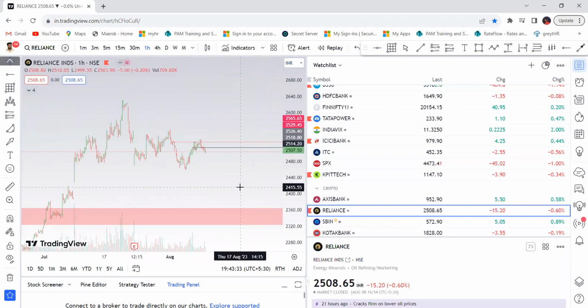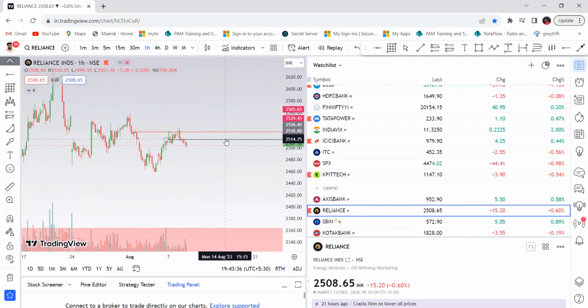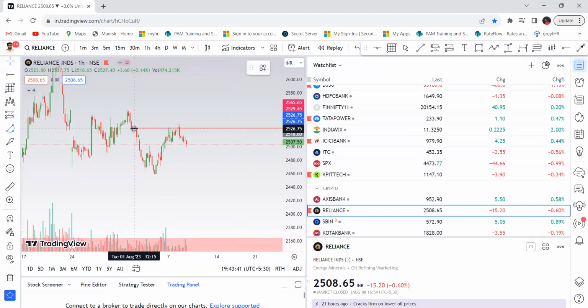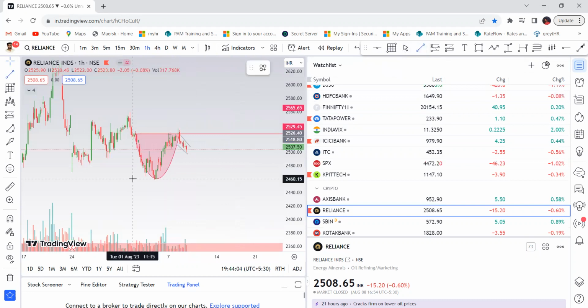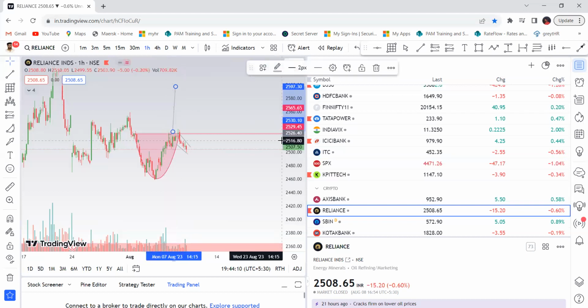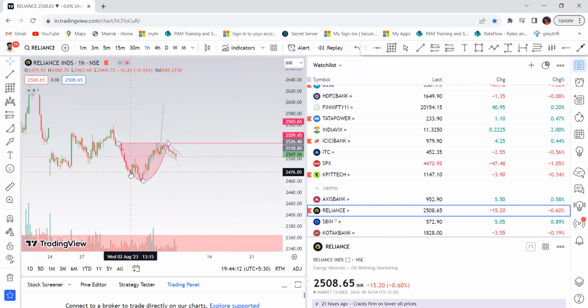Let's check another one. Okay, I got it. So Reliance is forming a cup and handle. So basically, see, this is a cup. The price hasn't broken this resistance, it keeps moving downside from here. So it looks like a cup and handle. Once price breaks this level, it is going to move up till here.